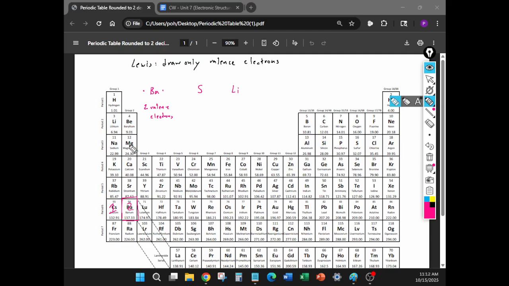Okay, let's draw sulfur and lithium. So let's start with sulfur. Sulfur is box number 1, 2, 3, 4, 5, 6. So we're going to have 6 valence electrons for sulfur. Okay, very easy.